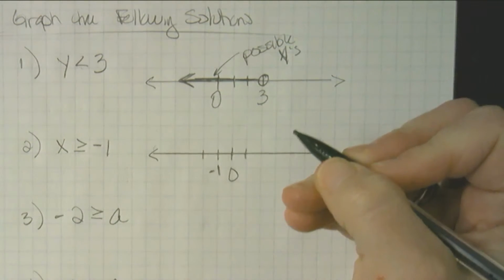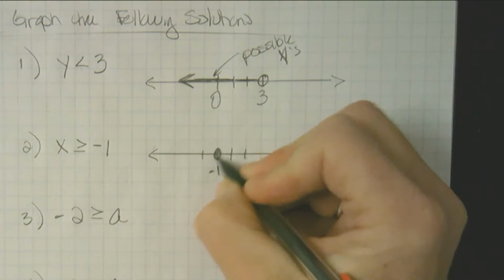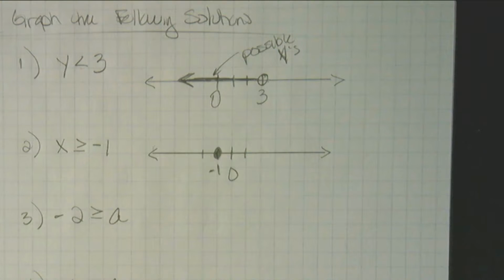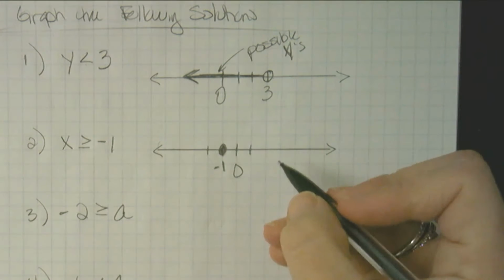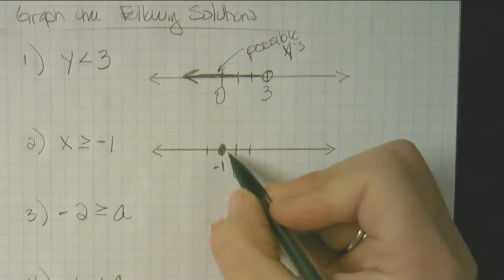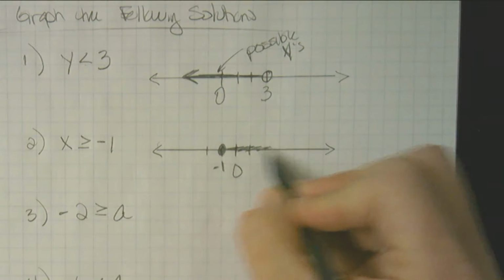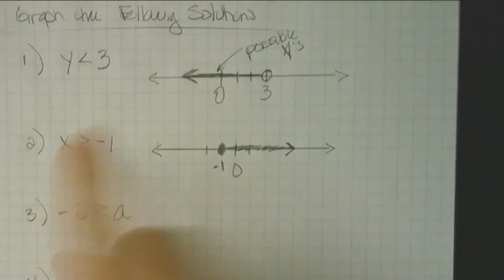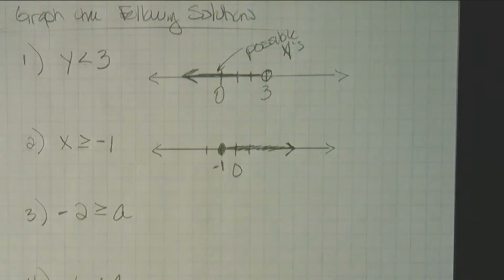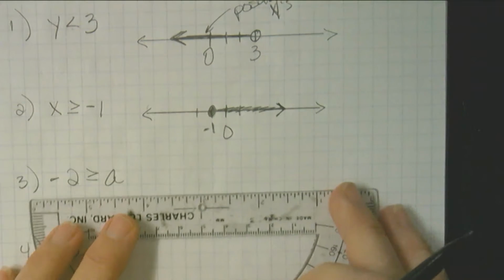Excellent. Why is it a closed dot? Excellent. And what are all my variables in relation to that negative 1? Yeah, they're more than, because the bigger side of my inequality is facing the variable. Excellent.